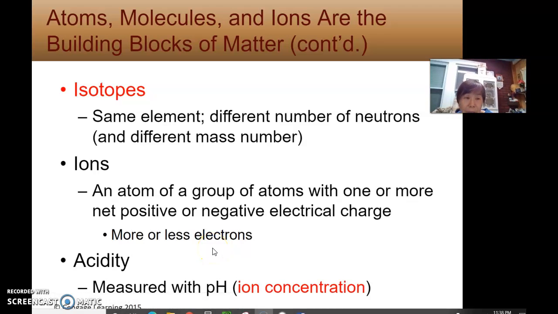Hello, everyone. We are at chapter 2, section 2, second half. So this slide is a repeating continuation.